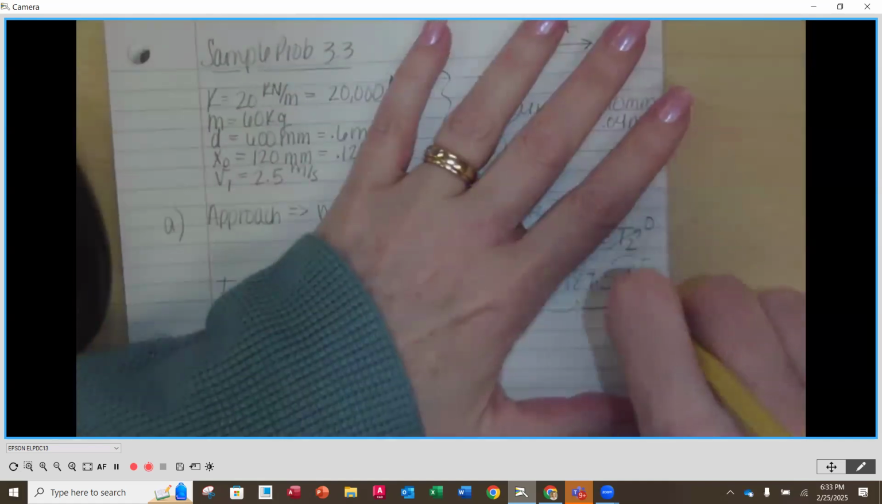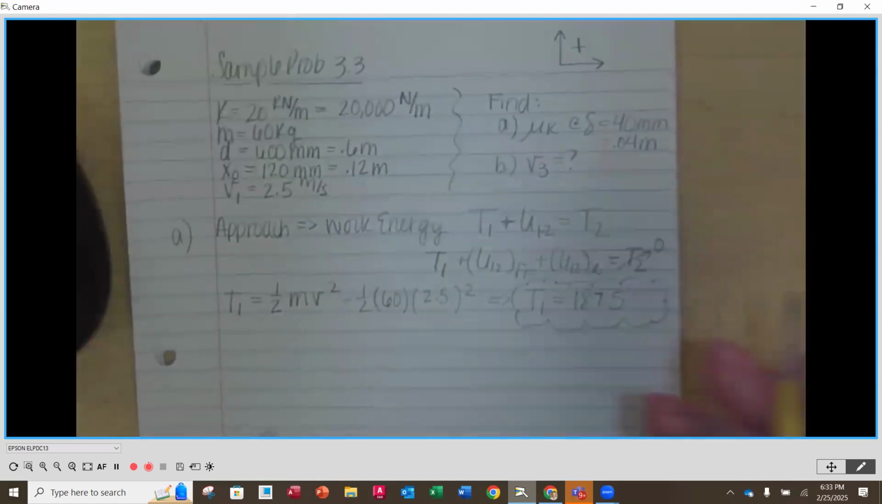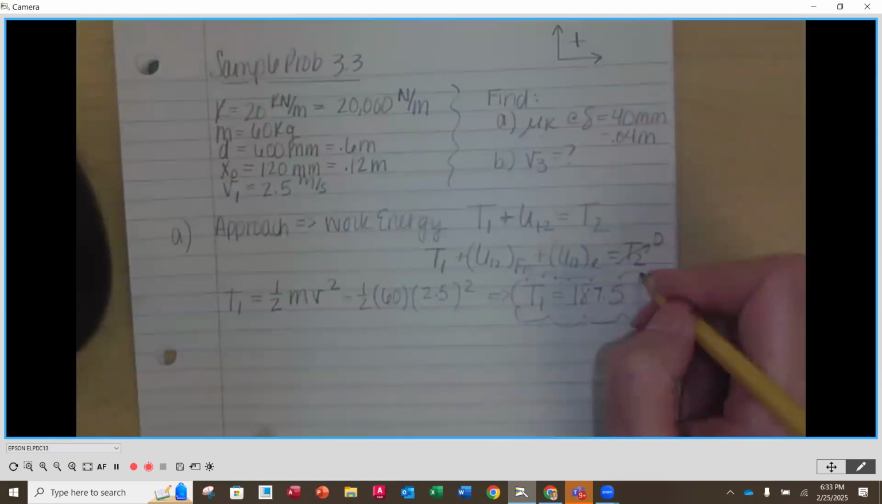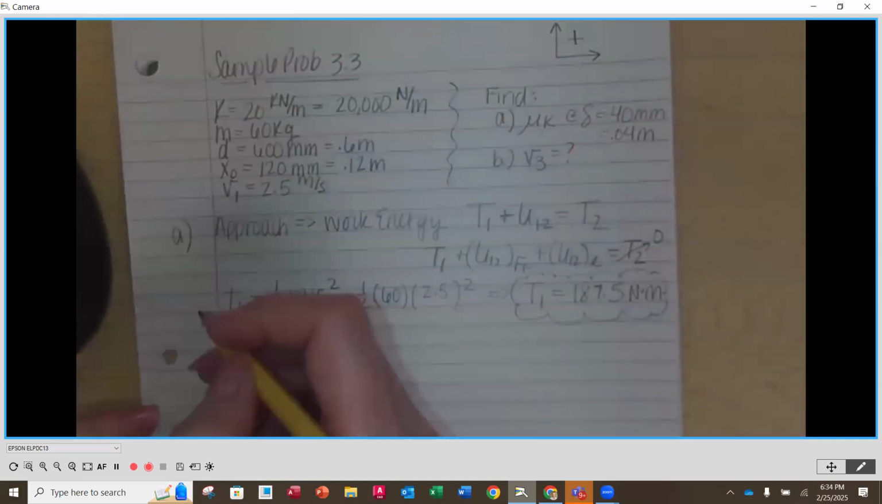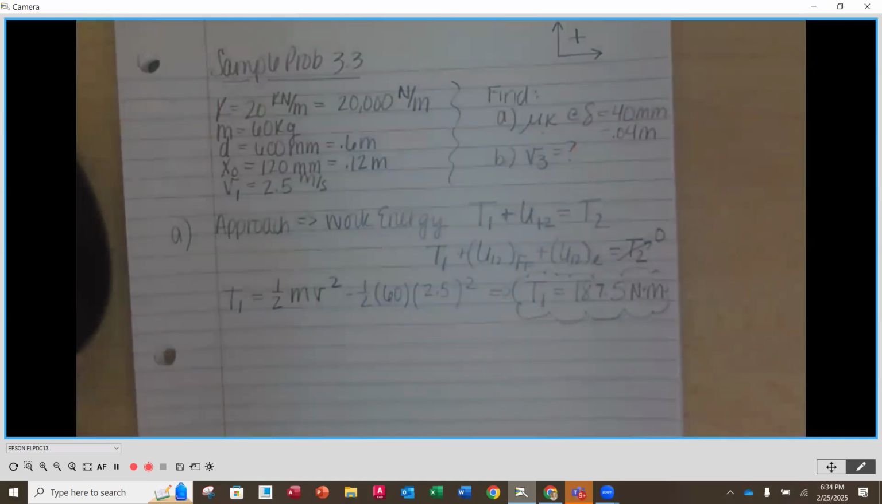No, Newton meters. I'm already thinking ahead to my velocity later on. Okay, sorry, thank you. Newton meters. Okay. Or joules, you're correct.